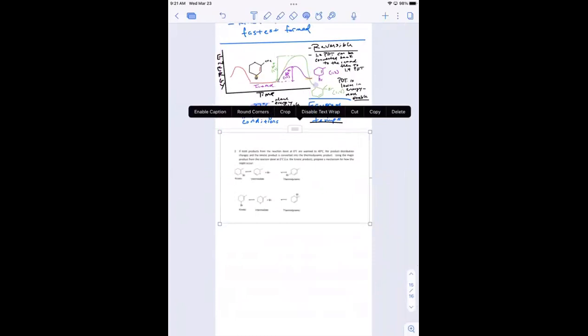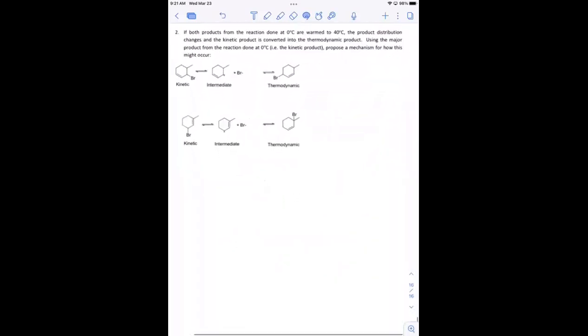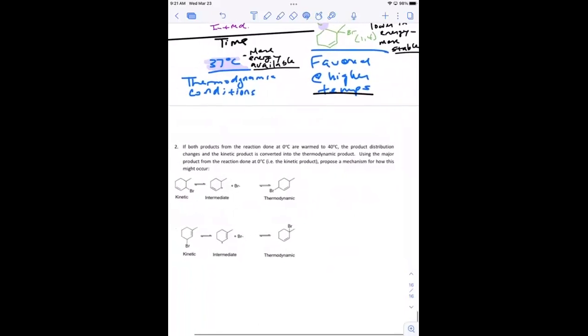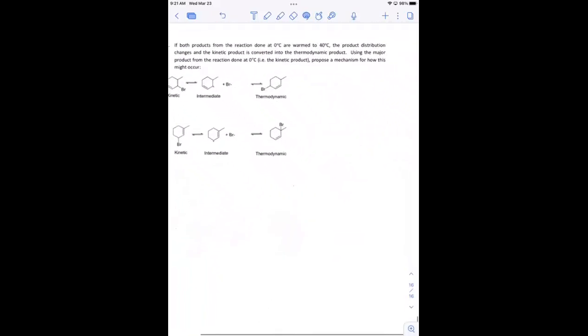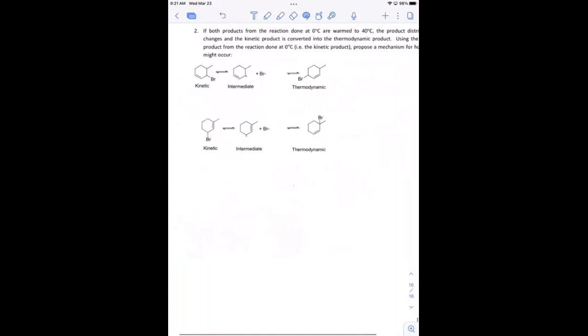All right, so let's work through this problem here. It says if both products from the reaction done at 0, so both of your kinetic products, which we have up here, well, they're up there, but they're also drawn here. So this is kinetic, and that's the kinetic product from the second double bond reacting.